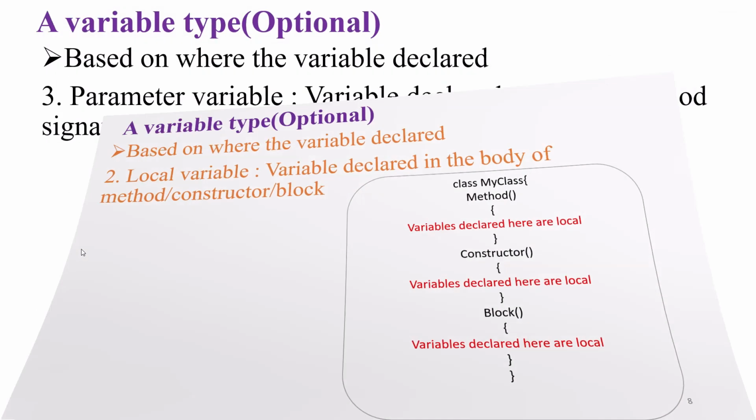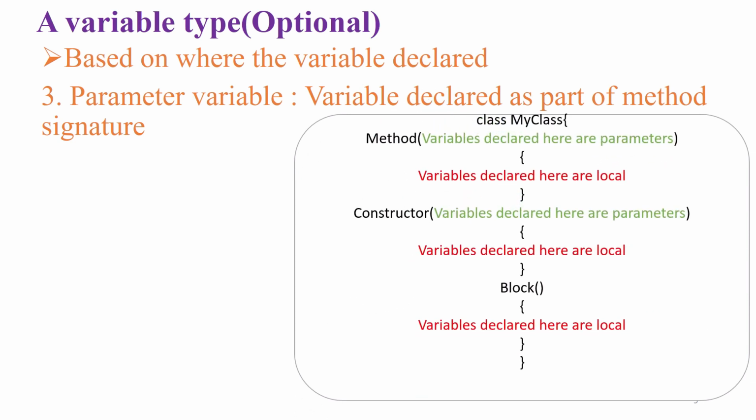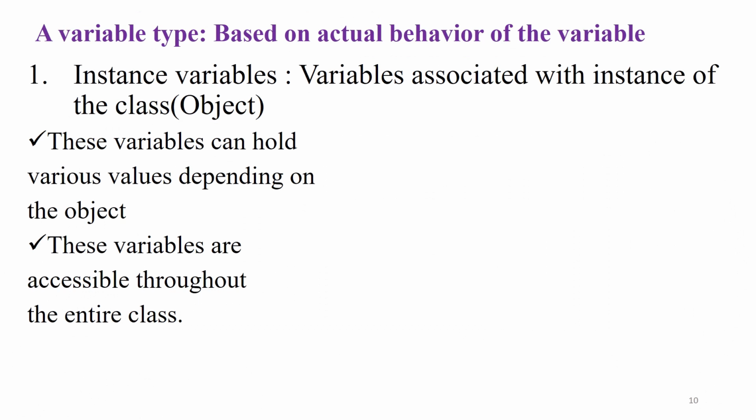The third type of variables are parameter variables. These variables are declared as a part of method declaration or signature. These types of variables are used to pass values when the method or constructor which holds the parameter is called. Now let's see the types of variables that lie under the second category, which is based on actual behavior.